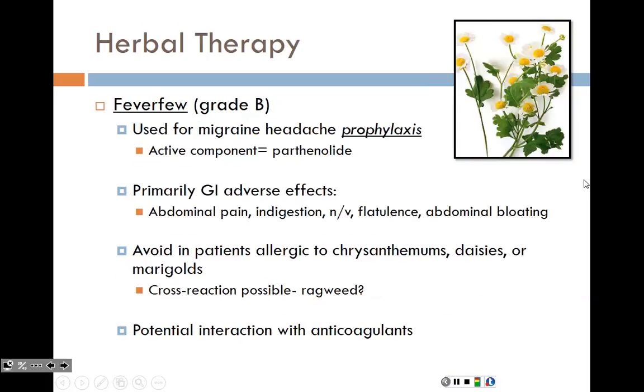Feverfew is another one, and it's specifically for migraines. Anybody ever used Feverfew for migraines? Okay. The adverse effects are primarily GI related. You can see them there. It's actually from a natural product that's in the chrysanthemum family. So if people have any sort of allergies to marigolds, chrysanthemums, daisies, it's all the same genus, I guess, of plants that this comes from. And there's possible cross-reaction for people who have ragweed allergies, which is a lot of people. So you might just ask if they have any sort of seasonal allergies before recommending this.